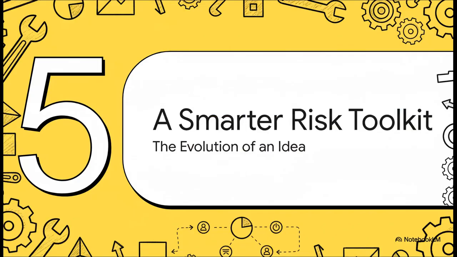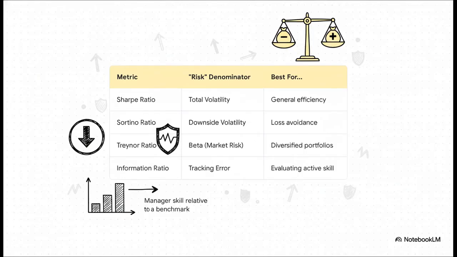But the flaws in the Sharpe ratio didn't kill the idea. In fact, they did the opposite. They inspired an evolution. This led to a whole toolkit of more specialized metrics, each one designed to fix one of the original specific weaknesses. And each of these alternatives just refines that definition of risk. For example, the Sortino ratio only penalizes you for downside volatility, the bad kind. The Treynor ratio measures your return against only market risk. The information ratio measures a manager's skill against a specific benchmark. But they all owe their existence to Sharpe's original, powerful, game-changing idea.